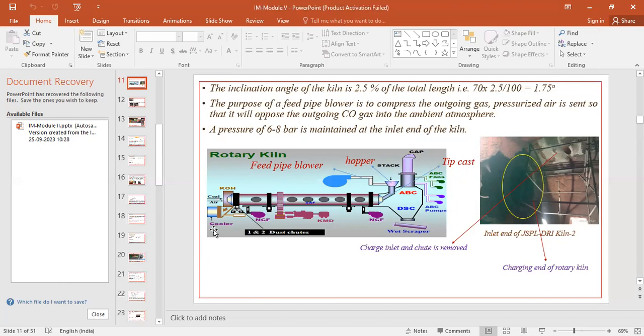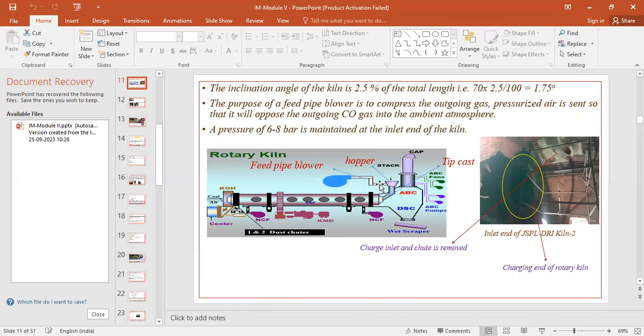It passes through like this. So this is the cooler part. This is the feed end, and this is the discharge end of your product. At the discharge end, you have an inclined system, where through this inclined plate, your raw material transfers from the rotary kiln to the cooler. Then at the cooler end, you'll have another discharge, where the cold DRI will be collected on the conveyor belt.